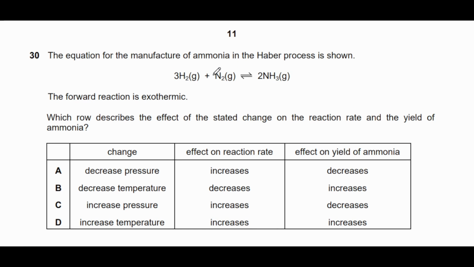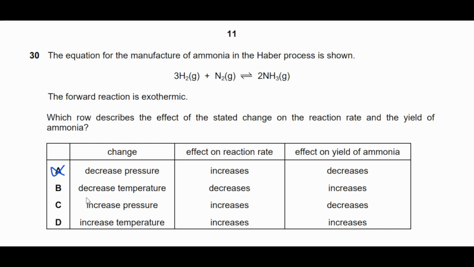The equation for the manufacture of ammonia by the Haber process is shown. Forward reaction is exothermic. Okay, so which row describes the effect of the change on the reaction rate and yield of ammonia? Okay, so first step, let's see A. If you decrease the pressure, you're using Le Chatelier's principle. Firstly, the effect on reaction rate. So when you decrease the pressure, the reaction rate will decrease because less collisions between molecules, right? So therefore, A is wrong.